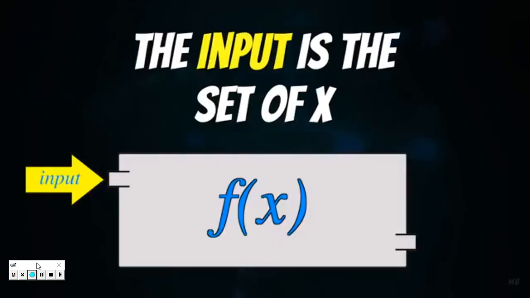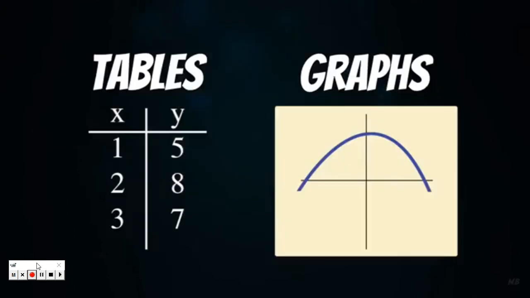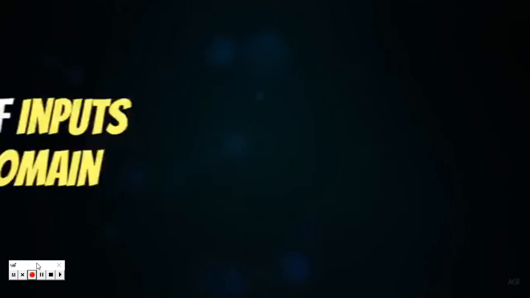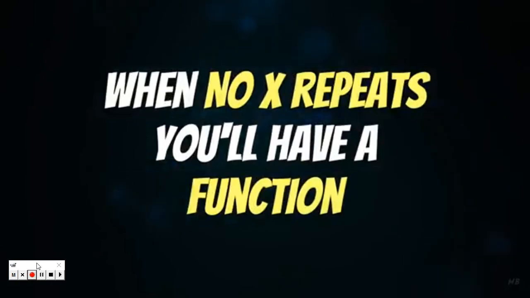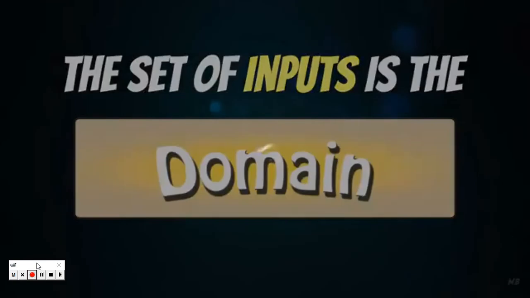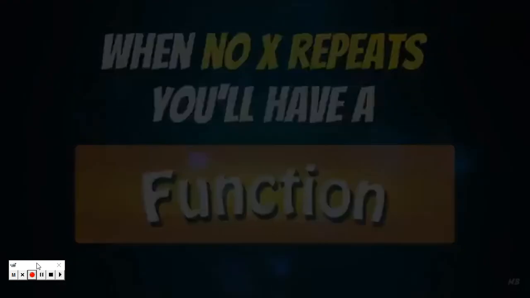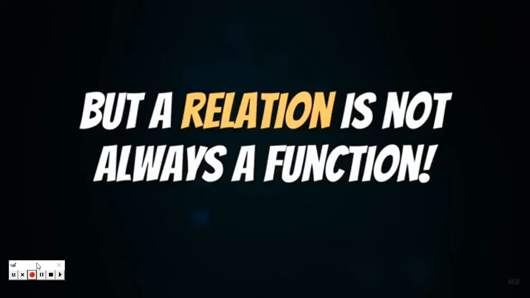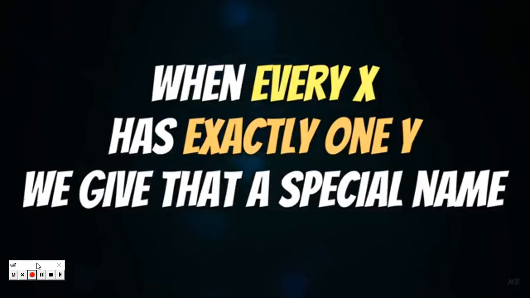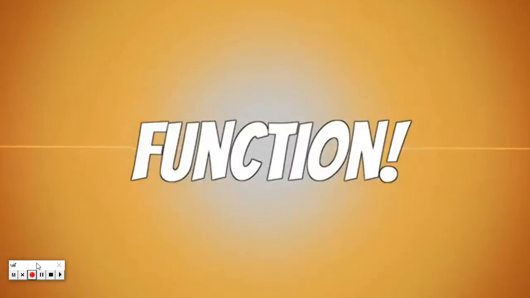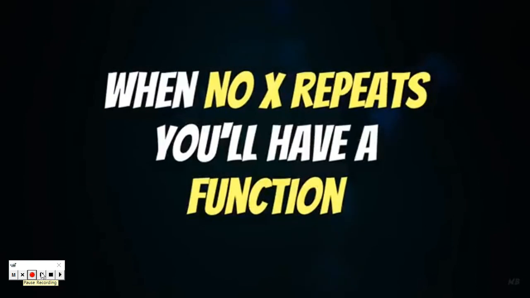The input is the set of x, the output is the set of y. When you do the vertical line test, you always better know the reason why. With tables and graphs, diagrams, or equations like f of x. The set of inputs is the domain, the set of outputs is the range. When no x repeats, you'll have a function. A function is a type of relation, but a relation is not always a function. An input may have more than one output, an output may have more than one input. When every x has exactly one y, we give that a special name. A function! Yeah!